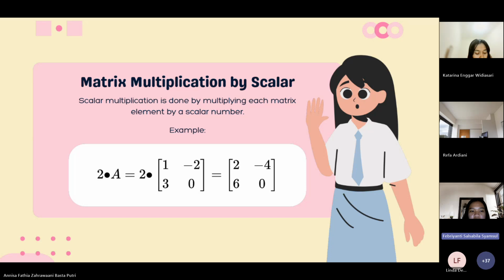Another operation is scalar multiplication. A scalar is simply a number. To multiply a matrix by a scalar, we multiply every element in the matrix by that number. The size of the matrix remains unchanged.